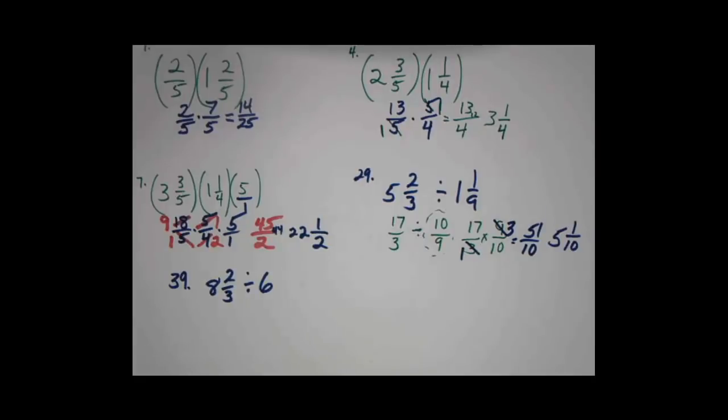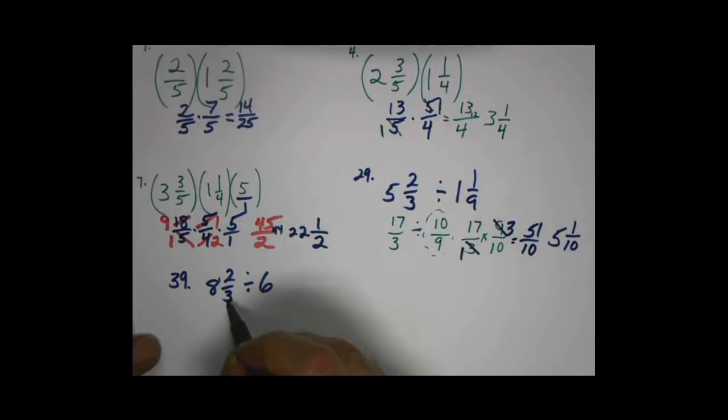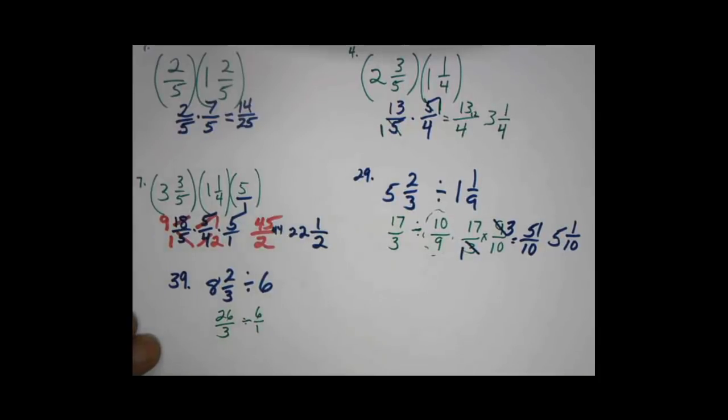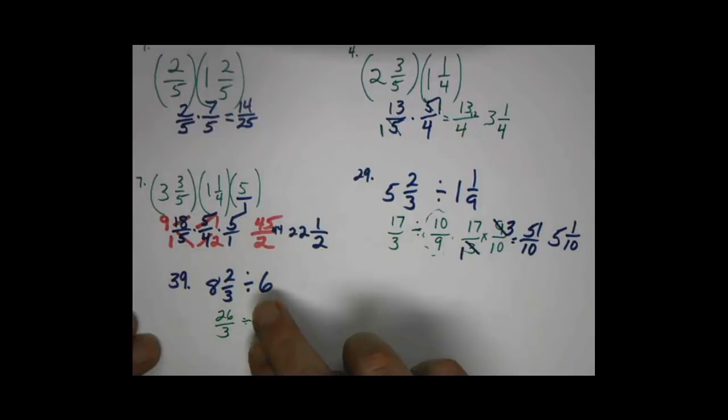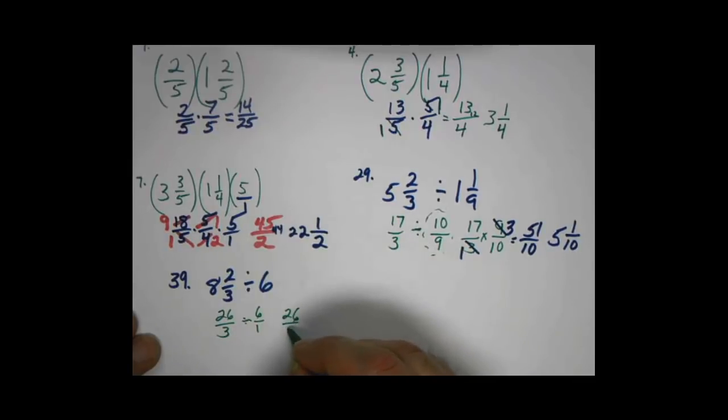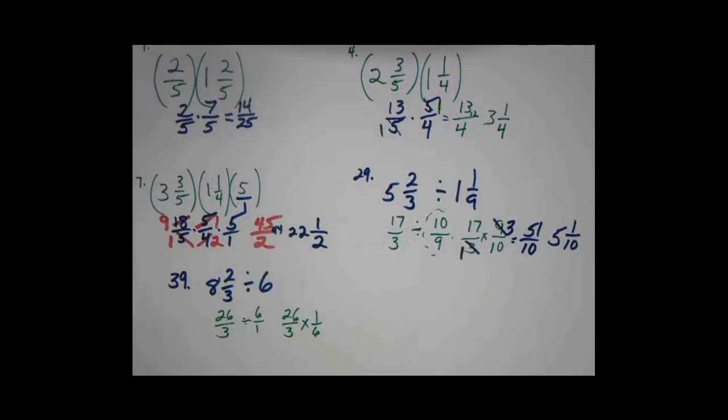So again, our first step is to make this improper. 3 times 8 is 24, plus 2 gives us 26 over 3. And whole numbers go over 1. So that's our first step, to put it in fraction form. And then of course, since we're dividing, we have to do the reciprocal by flipping. So 26 over 3 times 1 over 6. Remember, because we flipped that. And now we're going to multiply straight across.